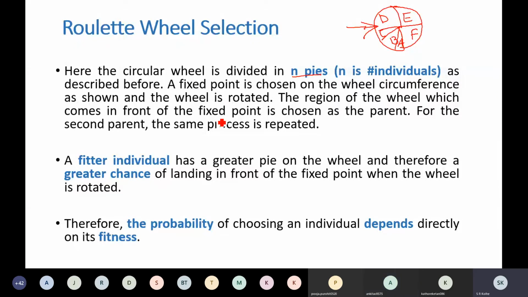Very good. Depending upon how many parents you have to select, that many times you are going to rotate the wheel, and the solution that comes in front of this fixed point will be selected. So, which solution will have more probability of getting selected? Having larger fitness, larger area, right? That means having more fitness. The solution whose fitness is greater will have greater chance of getting selected.